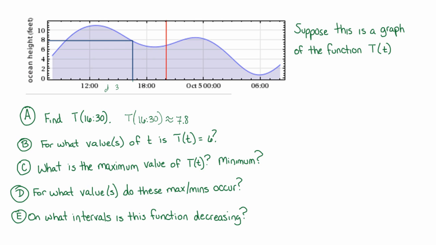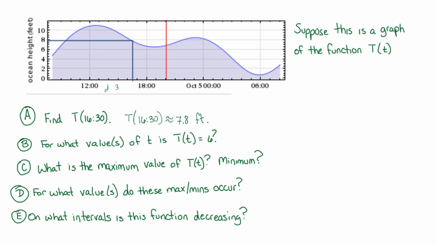Now notice a few things here. I put in T of 1630 is roughly equal to 7.8. Again, using the power of function notation so that when somebody comes in, they can see that I'm saying the input is 1630, but I'm also saying the output for that is 7.8. I'll also list out what that 7.8 is. It's in feet. The interpretation here is that at 4:30 in the afternoon, the tidal height, or the ocean height, is 7.8 feet.